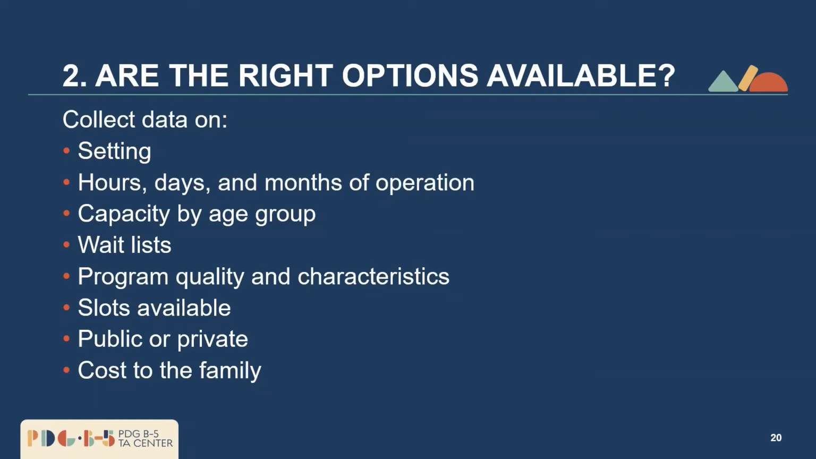And so we created a list of what we thought of as some basic options that states could collect information on to help parents make these choices. This is certainly not a comprehensive list. There are probably variables that are unique to different communities that would be important for you if you had a community like that in your state.